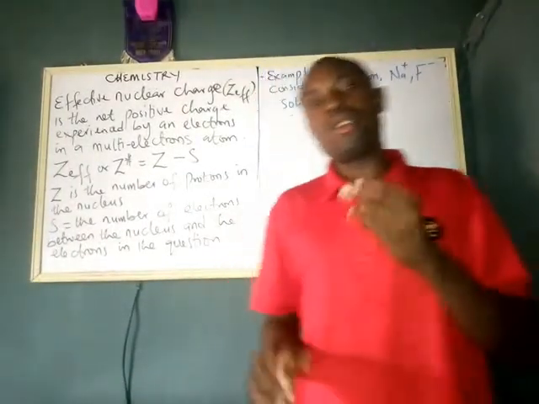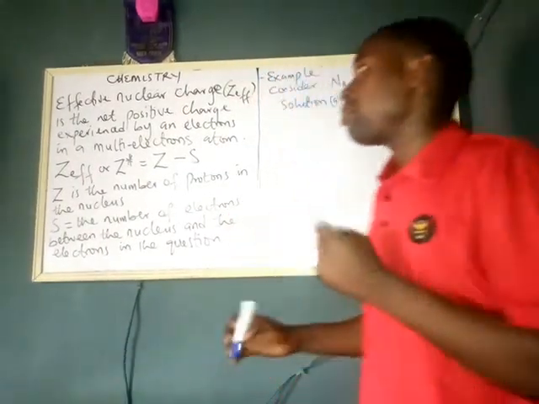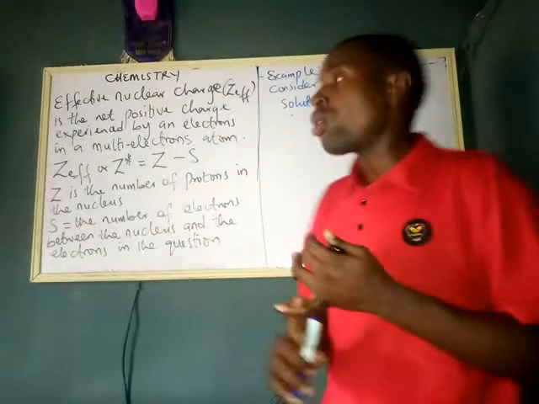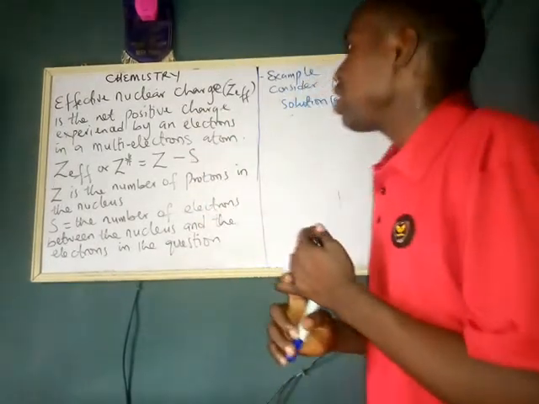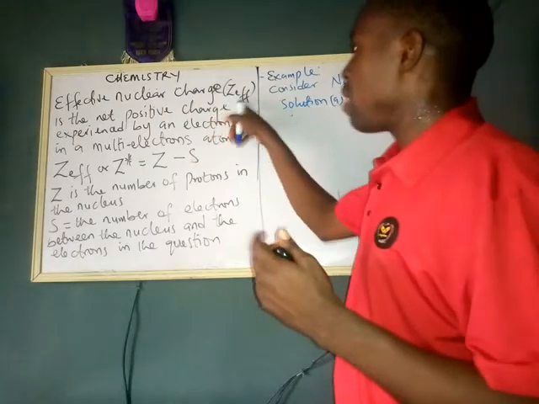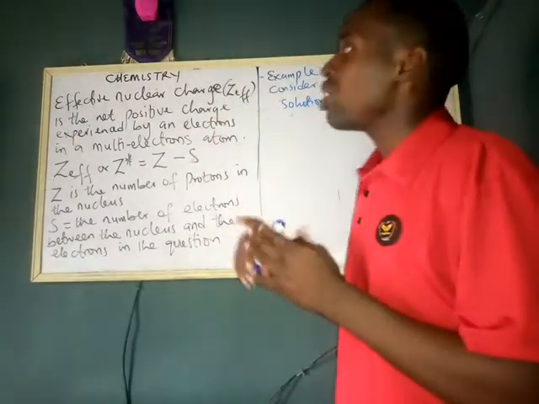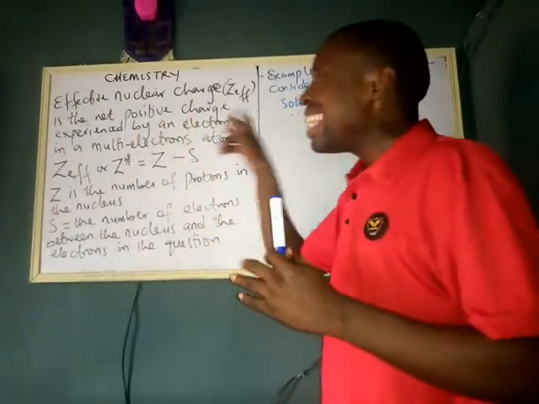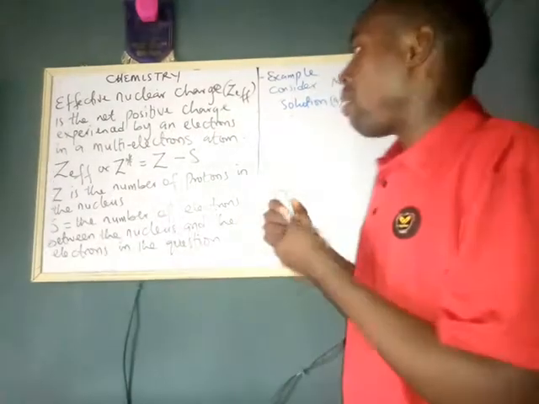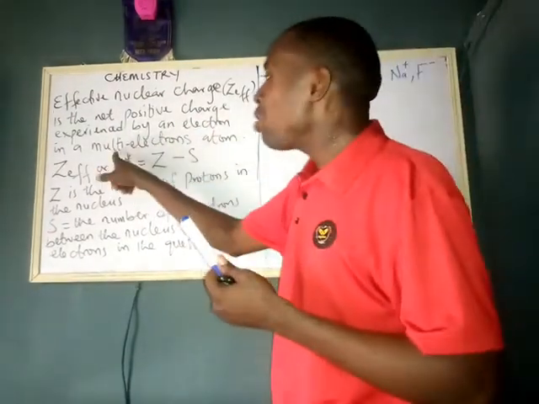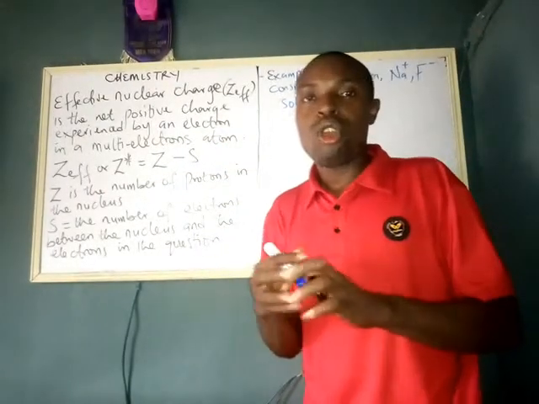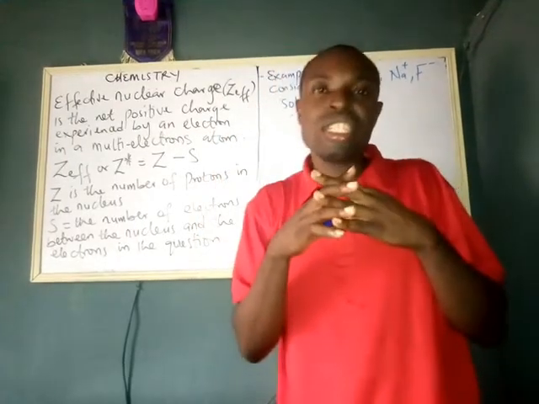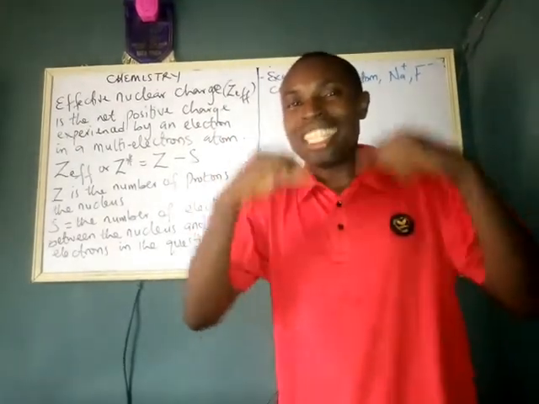Now we move ahead to a very good aspect again, talking about the effective nuclear charge. Effective nuclear charge can be represented with the symbol Zeff. It is the net positive charge that is experienced by an electron in a multi-electron atom, or you can say that it is the net charge that is felt by an electron when it is in an atom.